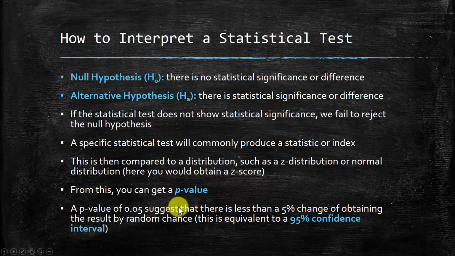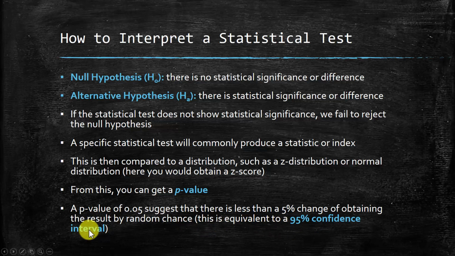Well, all of these statistical tests are generally based on probability. So what's the likelihood that something would happen just by random chance? For 0.05, that basically means that there's less than a 5% chance of obtaining the result by random chance. So this is equivalent to a 95% confidence interval.